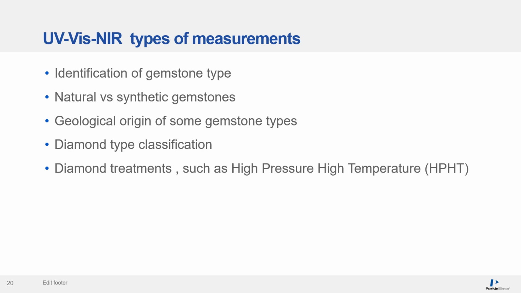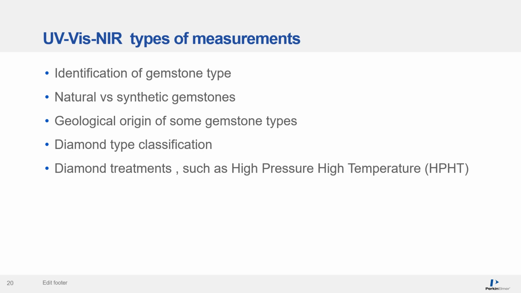The spectral information we get from the UV-Visible-NIR spectral region is similar and often complementary to the information from FTIR. Firstly, we can use the spectra for gemstone identification, thus allowing for detection of counterfeits. It is possible to tell the difference between natural and synthetic gemstones. For some gemstone types, it's also possible to determine the geological origins.